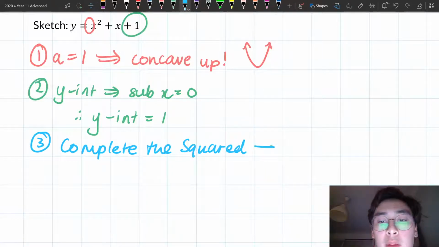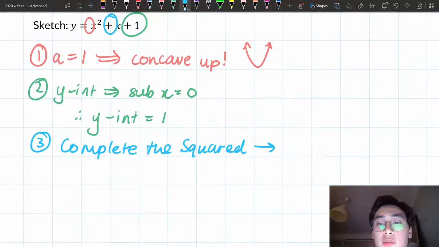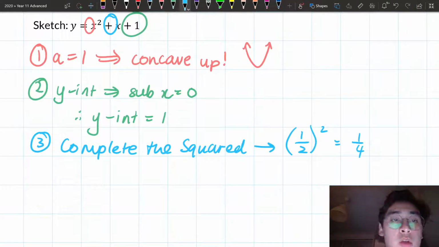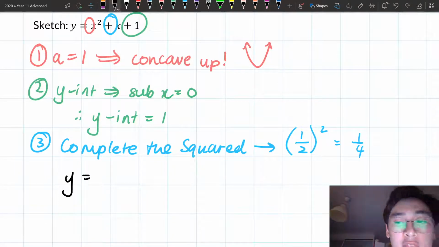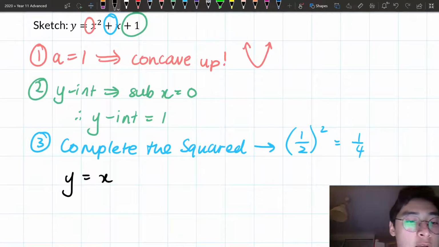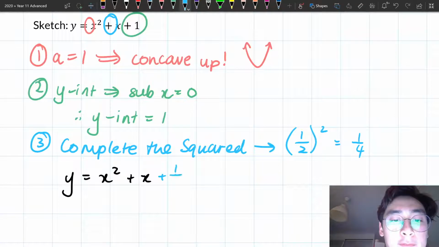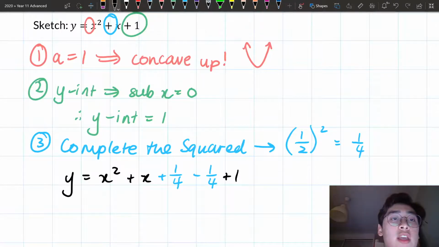When we're doing the completing the square method, what do we need to do? The first step, I look at the coefficient of my x term. That's 1. What do I do with that 1? I'm going to halve it and then square the result, which will give me a quarter. Then I'm going to insert that quarter into my quadratic function right after the x term. So I've got x squared plus x, then plus a quarter, minus a quarter, so they balance each other out. And at the end, I still have that plus 1 in my equation.